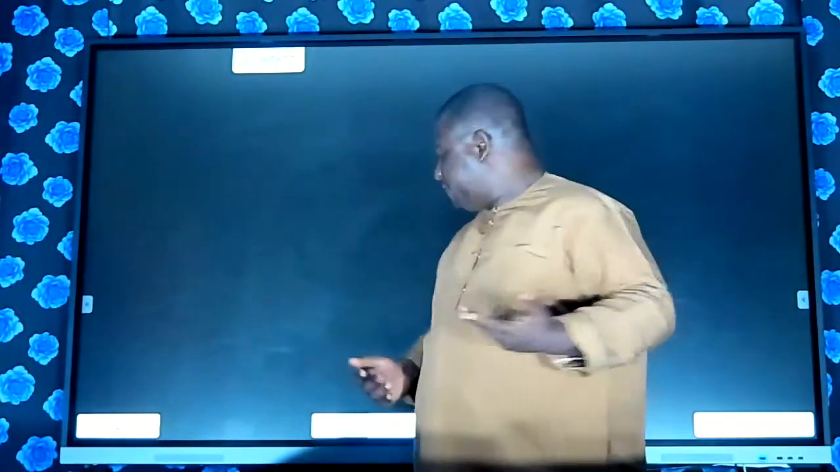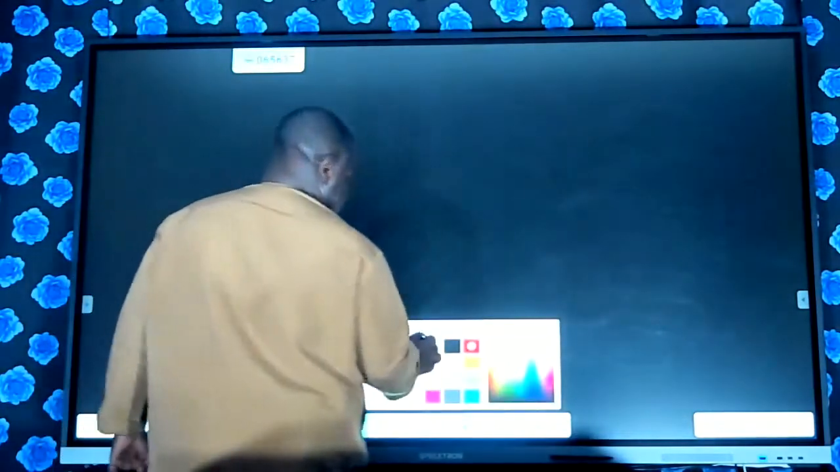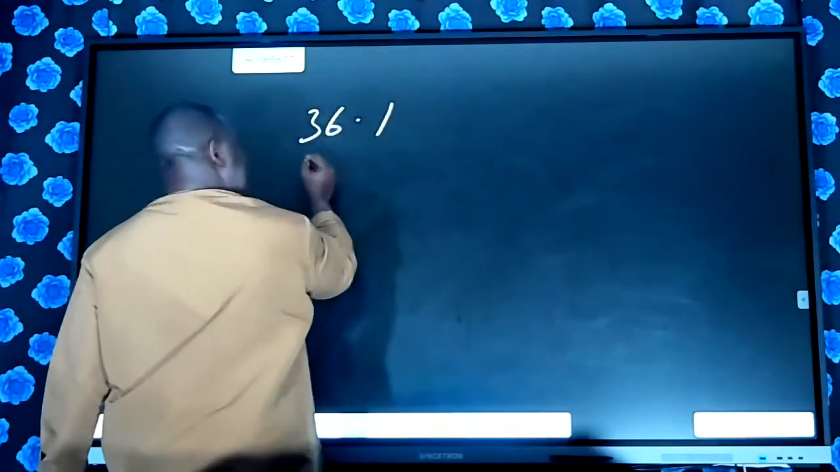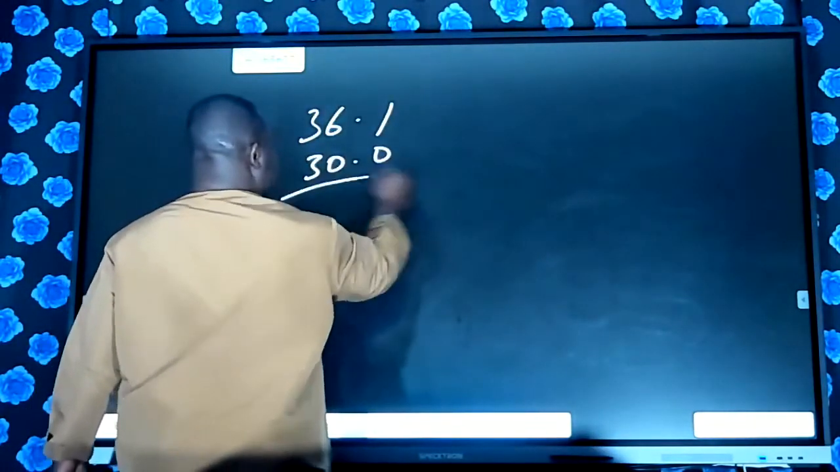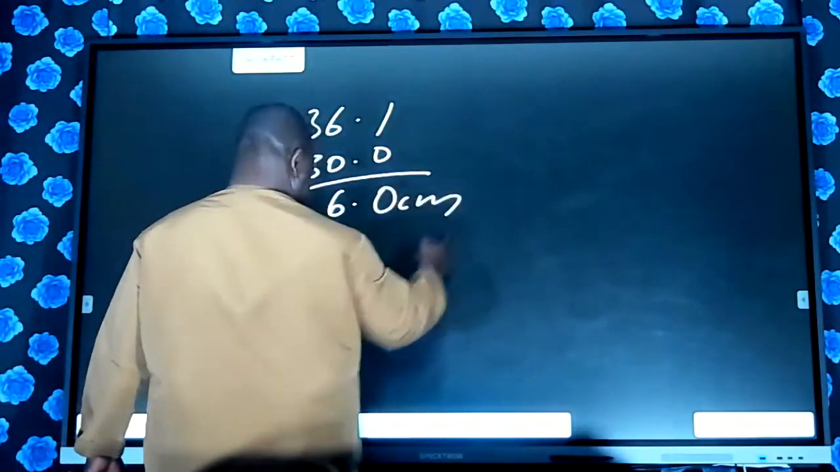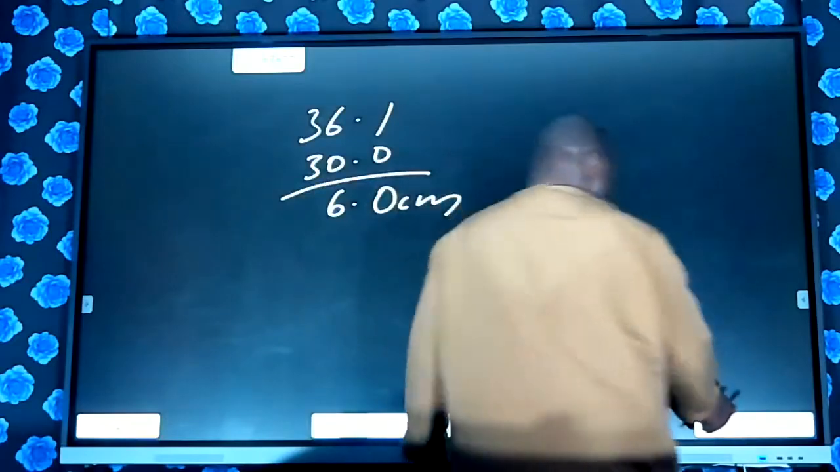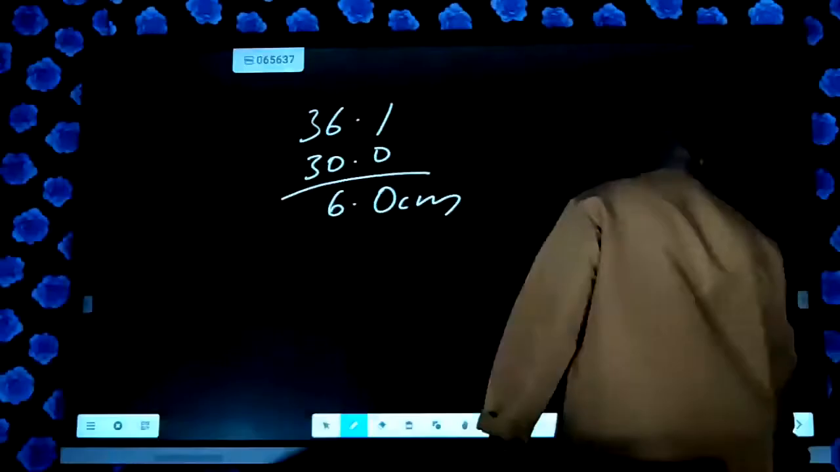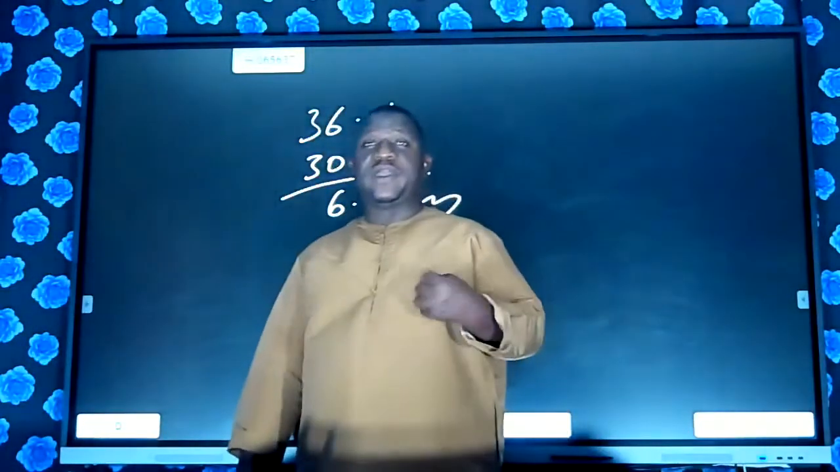From these two, you are going to get a path difference. One is 36.1 and the other one is 30.0. So you have 6.1 centimeter. I believe they are all in centimeter. All in centimeter. So we have 6.1 centimeter is what we have here.